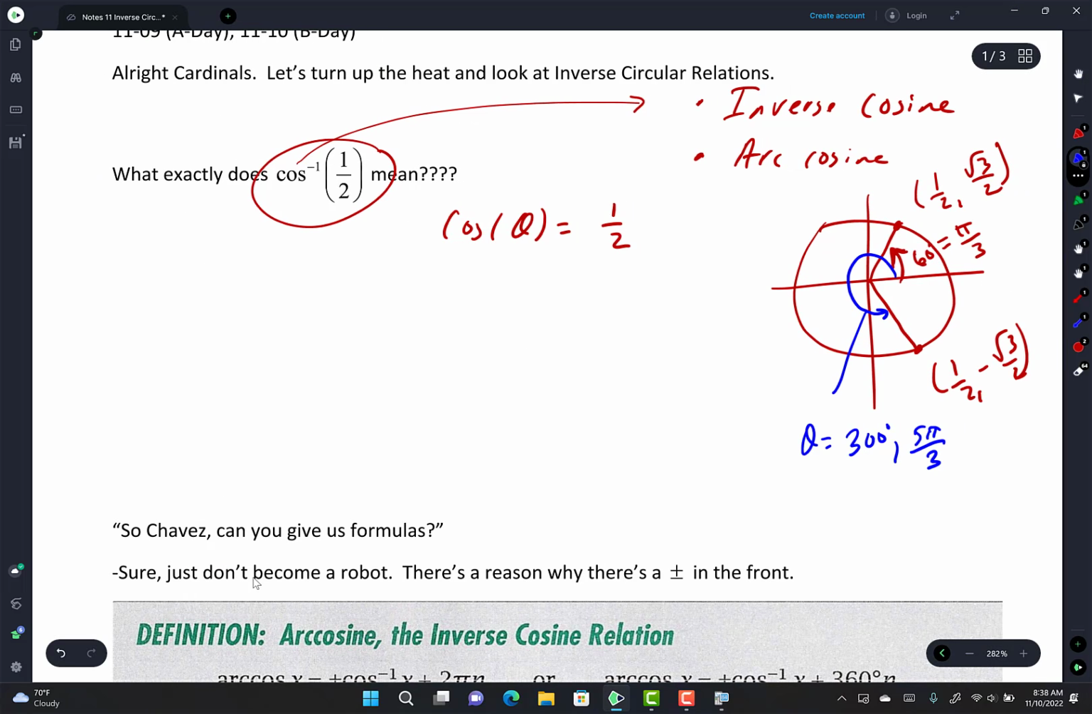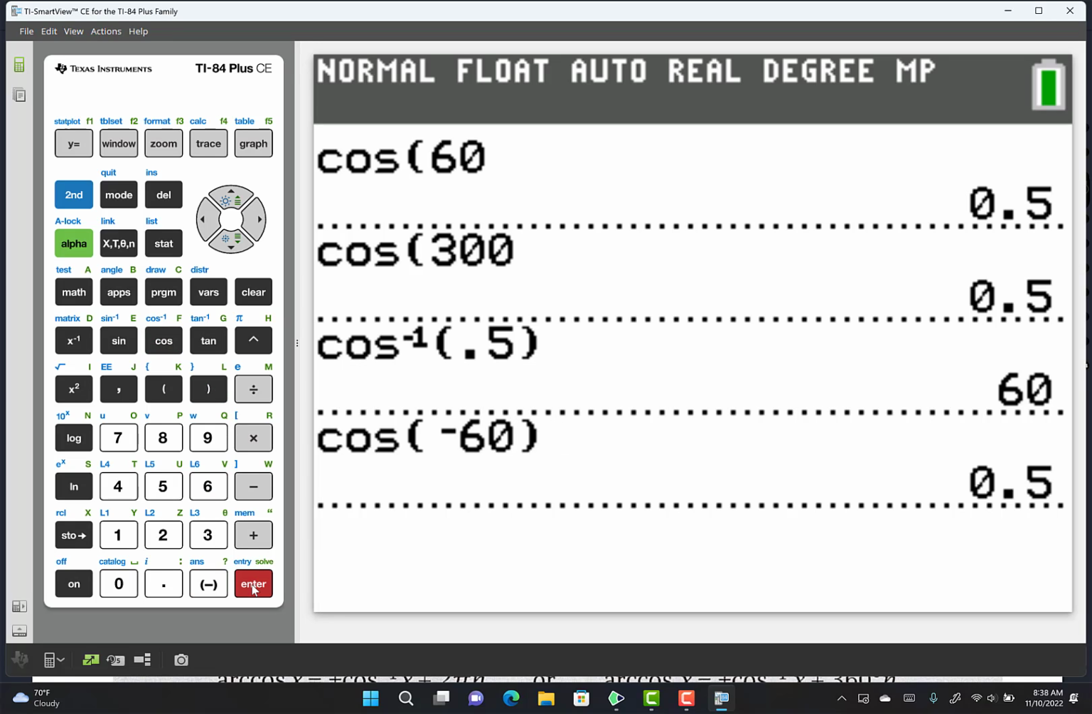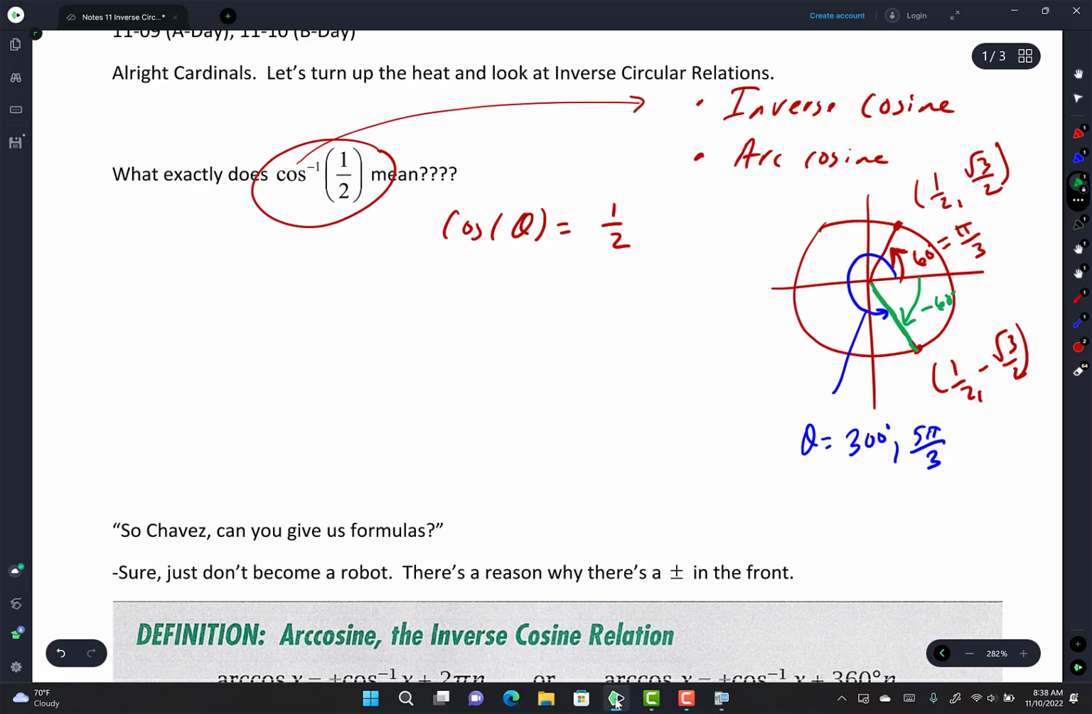Do you guys see this ray here in green? And you guys told me that that was 300 degrees. Do you guys agree that if I count clockwise from the x-axis, that is a negative 60 degrees? Now notice, I want you guys to notice, if I type in cosine of negative 60, I do in fact get that 0.5. So it's not a hack, but we're calling it a hack.